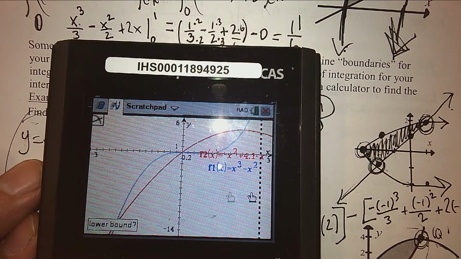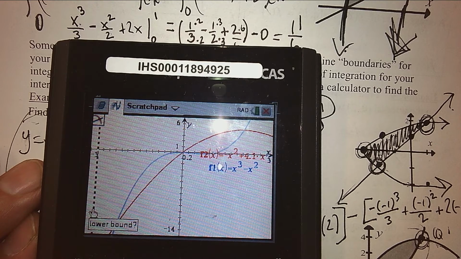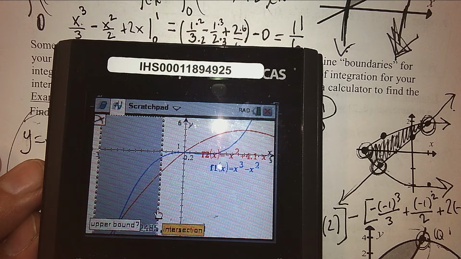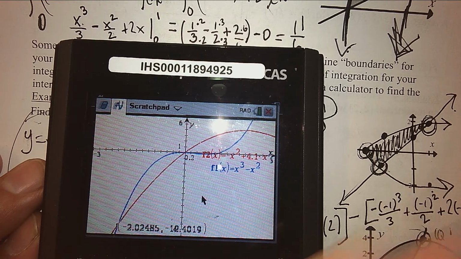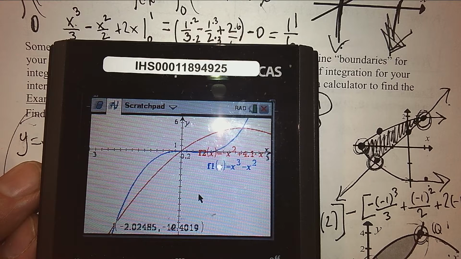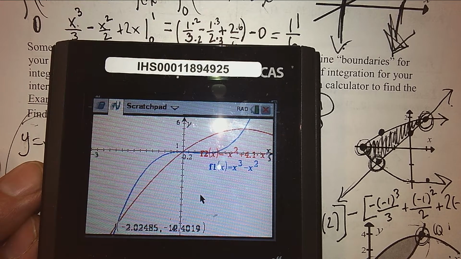Again, it's going to ask for the lower and upper bounds. I'm going to go way left, more than I need, way right, more than I need, and it's going to give me that point of intersection that's right there. So I want the x value, which is -2.02485. I'm just going to carry all those decimals, and I'm going to write it down. -2.02485, all of them.